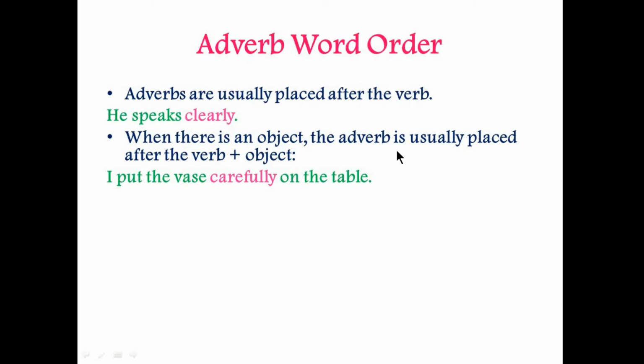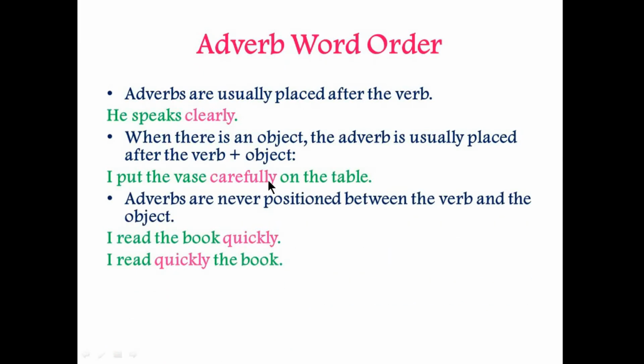When there is an object, the adverb is usually placed after the verb plus object. For example, I put the vase carefully on the table. Put is a verb, vase is an object, and you are simply adding the adverb after these two. So carefully is an adverb, keeping it after the verb and object.